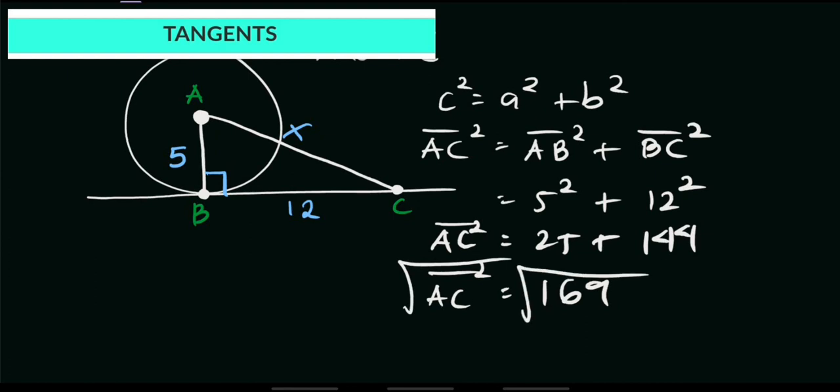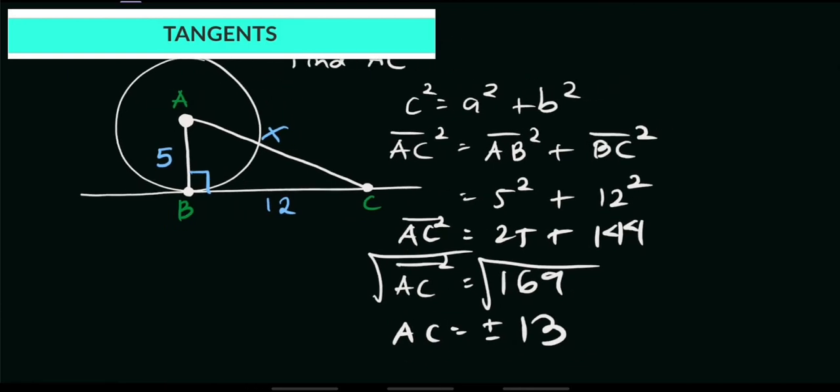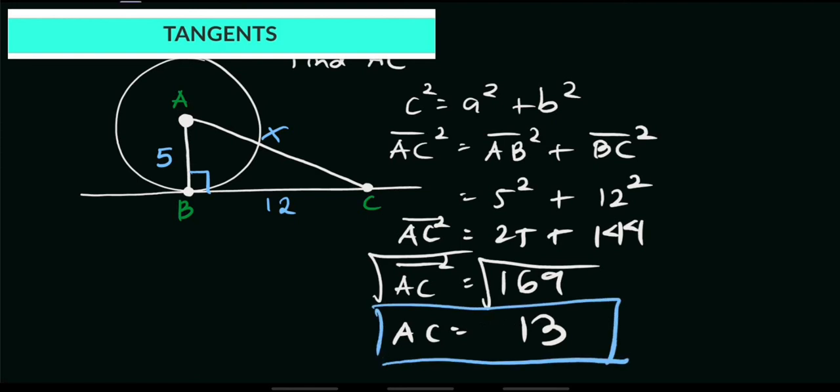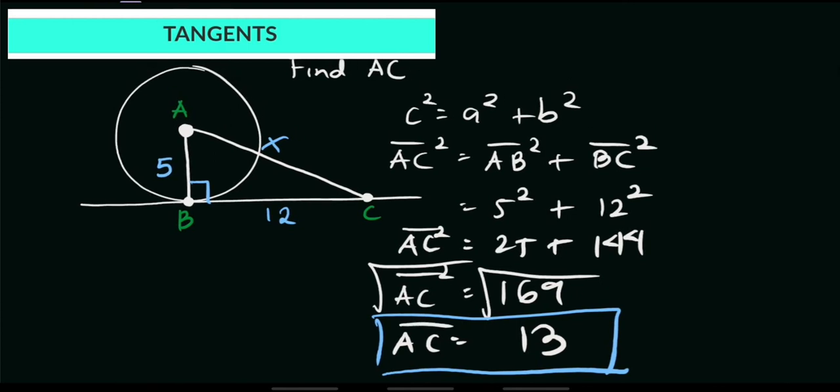Therefore the value of AC is equal to the square root of 169, that is equal to positive or negative 13. Since we're dealing with this figure, there's no negative measurement, therefore the answer is simply positive 13, and that is our final answer. Line segment AC is equal to 13.